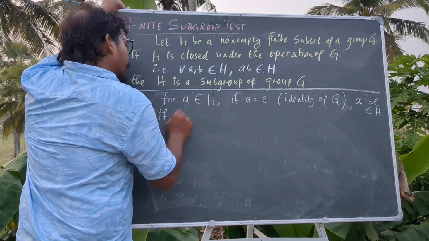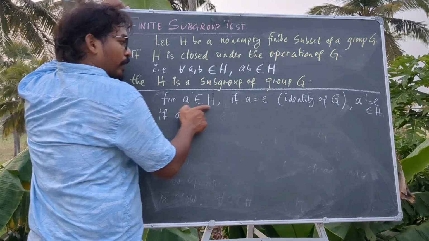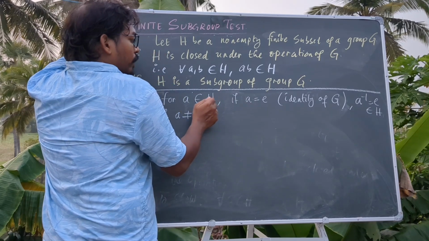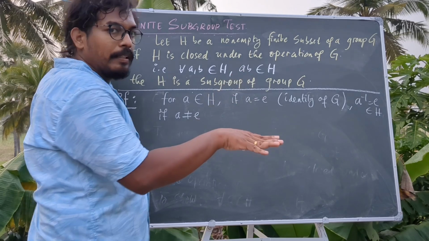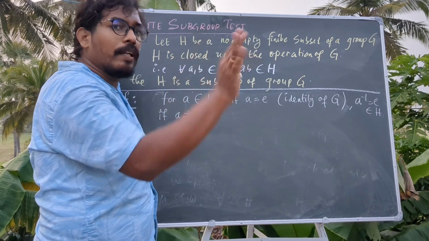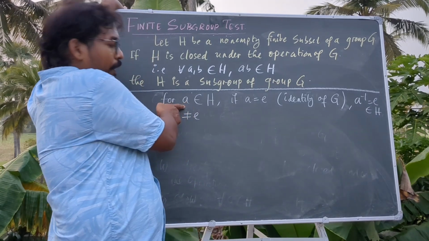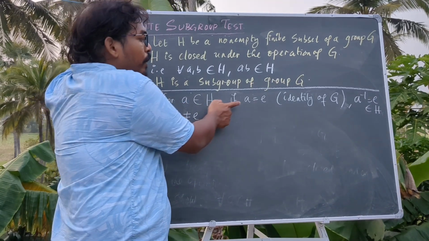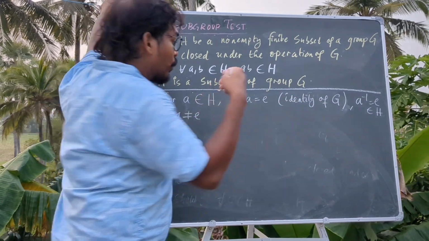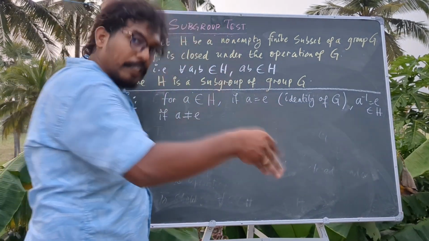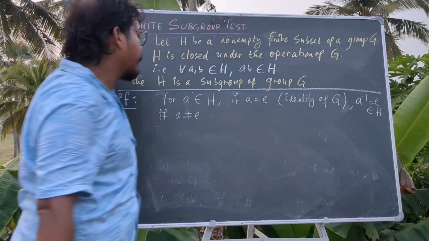I think we are clear on this point. A is an element of subset H. A can be the identity and A can be another element. If A is the identity, we have taken A from the subset H, and its inverse is itself. So A lies in the subset H means its inverse also lies in the subset H. So we are done for the identity element.